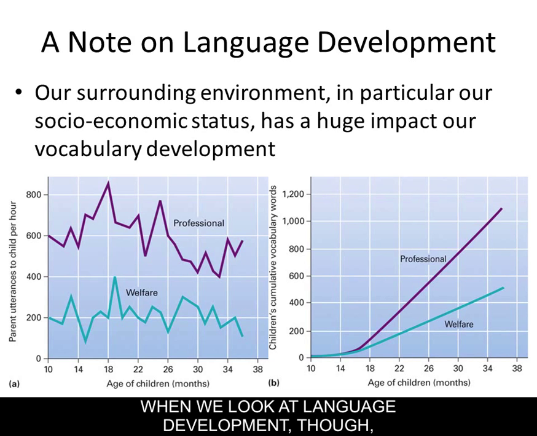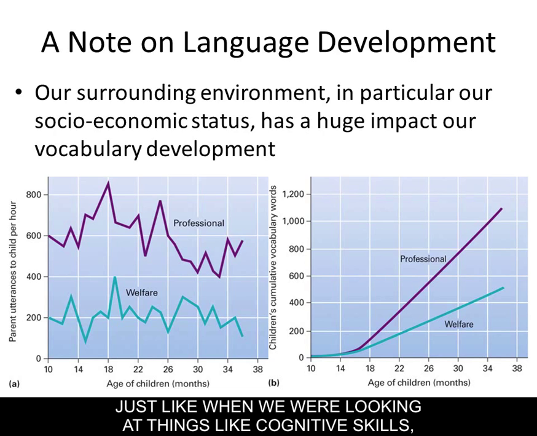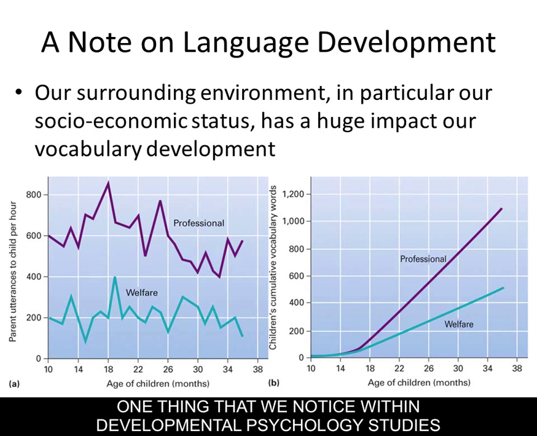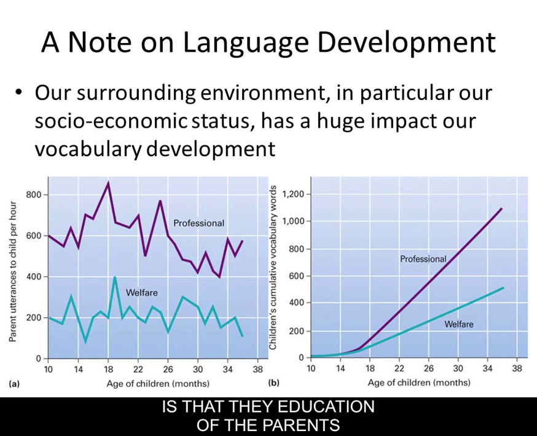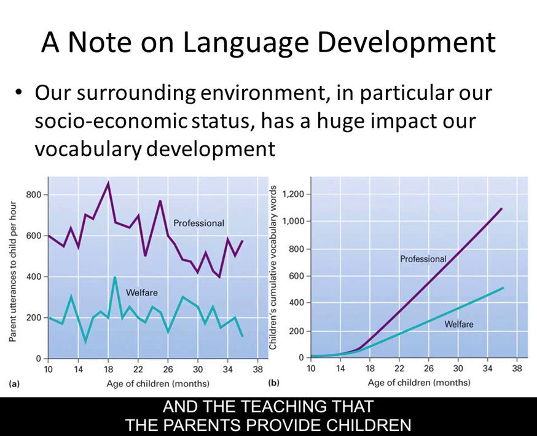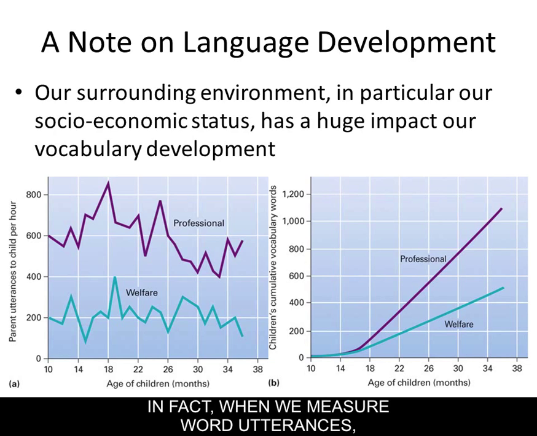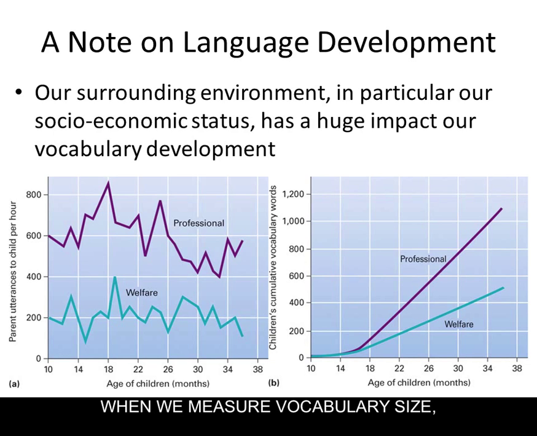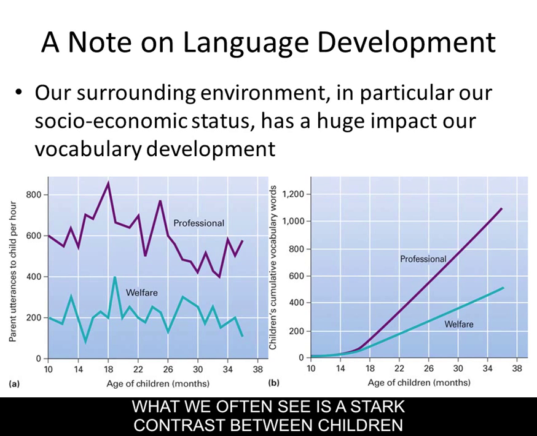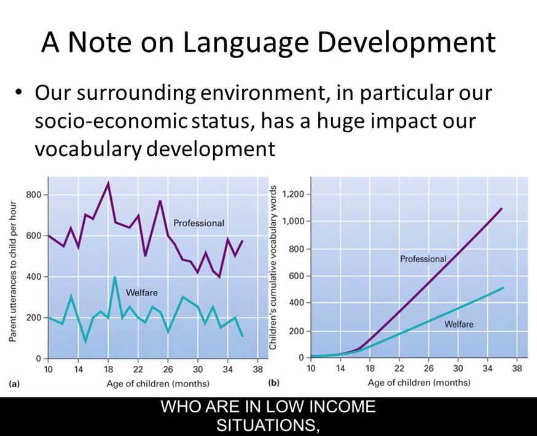When we look at language development, though, just like when we look at things like cognitive skills, one thing that we notice within developmental psychology studies is that the education of the parents and the income of the parents and the teaching that the parents provide children has a big impact on how much we actually grow in language skills during childhood. In fact, when we measure word utterances and when we measure vocabulary size, what we often see is a stark contrast between children who are in low-income situations or low education systems and those that are in high-income, high education systems.